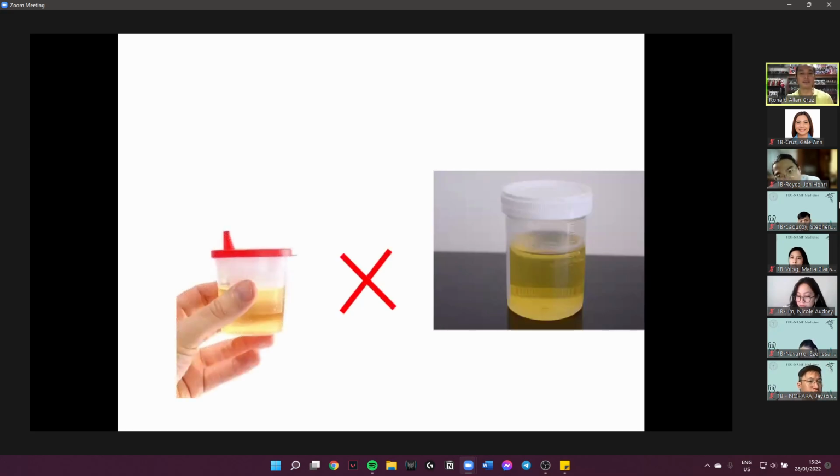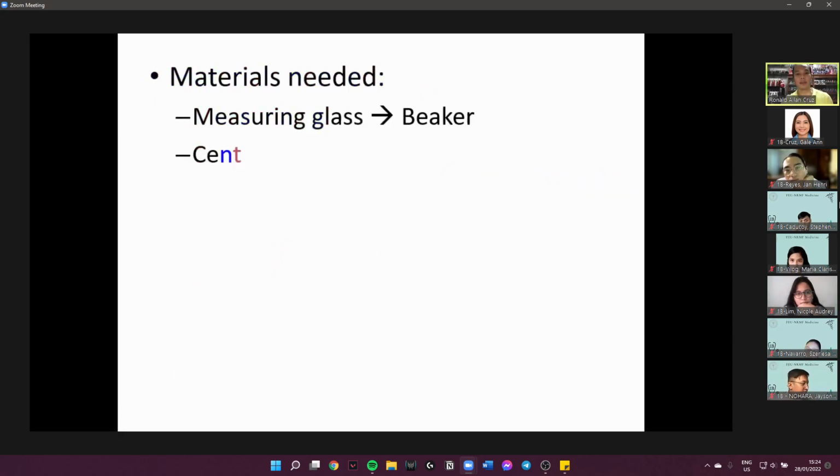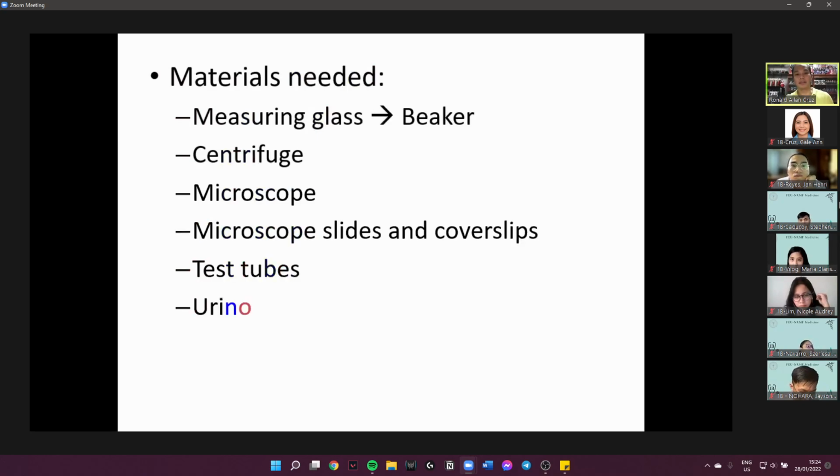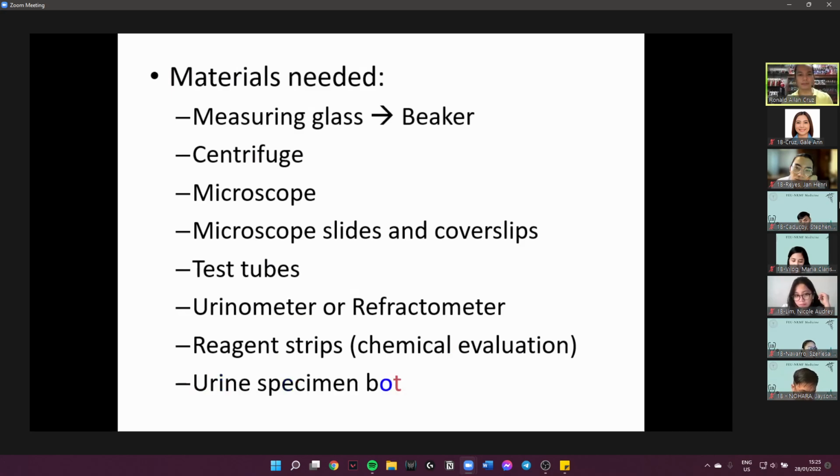Okay, so this is not a proper way of handling your urine sample. So always consider this as a biohazard. Make sure you wear your gloves and your container is properly sealed, not like this one. It still has a spout. Okay, so these are the things that you will be using when examining for your urine. All of this is written in your manual.